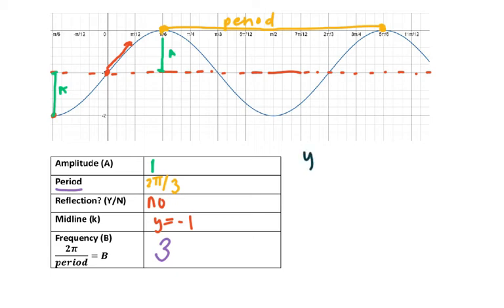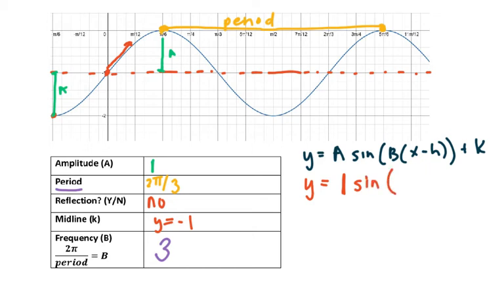We have y equals a sine of b times (x minus h) plus k. So we are going to use this information that we have created, we have put in our table, to substitute these values into our formula. That is going to give us y equals a, our amplitude, which here is 1. We also know that this lead coefficient is going to be positive because we do not have a horizontal reflection. So we are going to have y equals 1 times the sine of b.